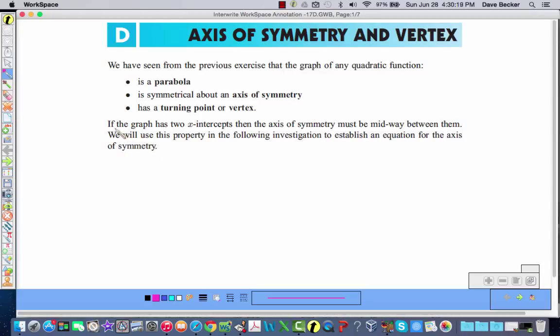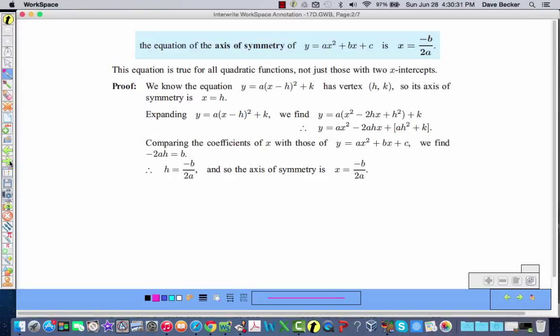And we talked about this before, but it's worth reiterating. If the graph has two x-intercepts, then the axis of symmetry must be midway between them. That is awesome. Okay, it's very powerful. So the equation of the axis of symmetry is x equals negative b over 2a. Now you have to understand, this is an equation. It's an equation of a line.